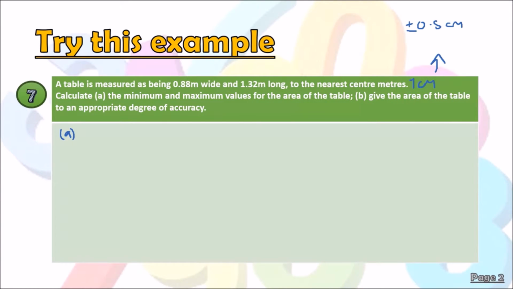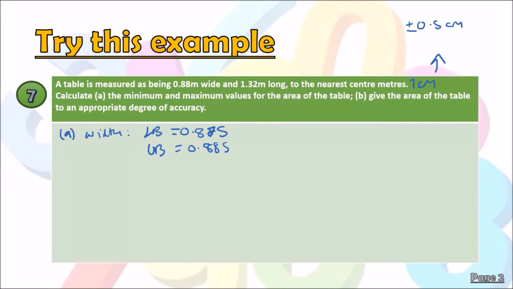First things first, let's find an upper and lower bound for the width. You're going to subtract 0.005 to get a lower bound of 0.88 take away 0.005. Remember, this is in meters, and 1 meter is 100 centimeters, so this is 88 centimeters. The lower bound is 0.875, and the upper bound is going to be 0.885.